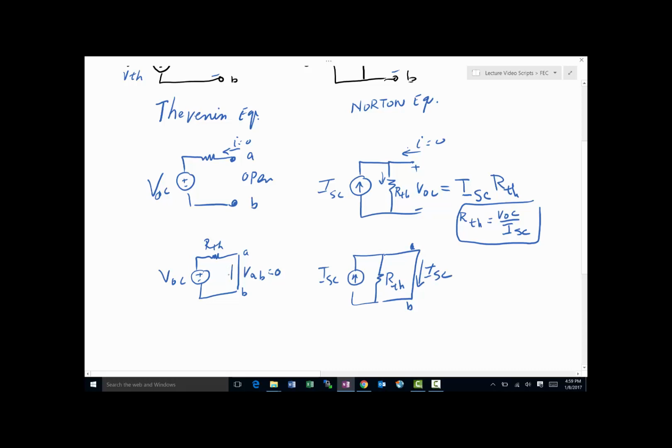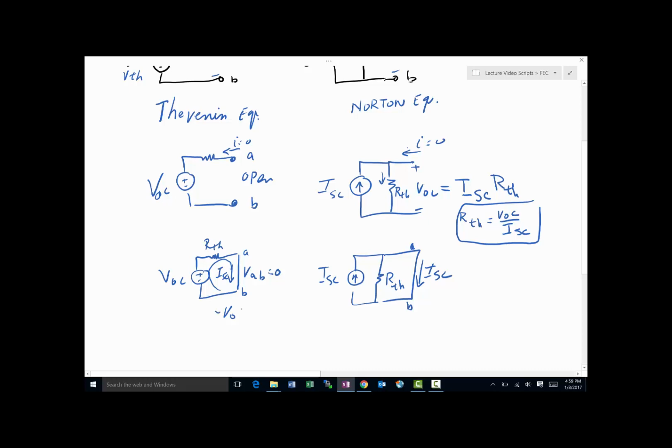So I better be getting I short circuit here if they are equivalent. So now let's go over here and take a look at this and say, okay, in order for these two to be equivalent, I short circuit has to be what flows through here. So therefore, we're going to do a KVL around this loop with I short circuit being the current.